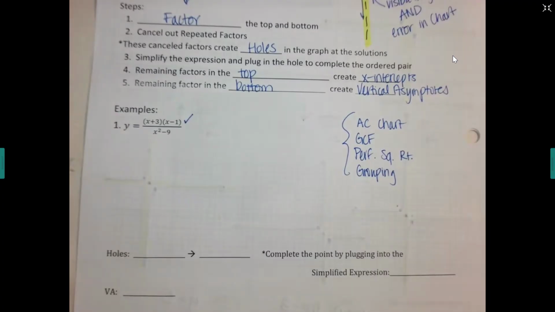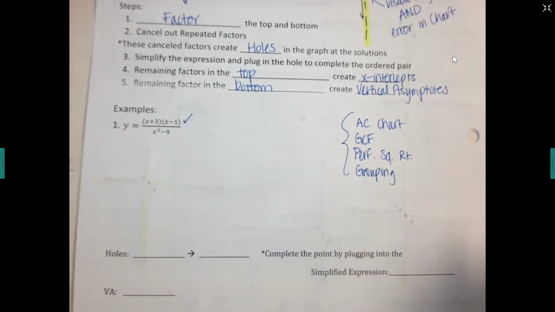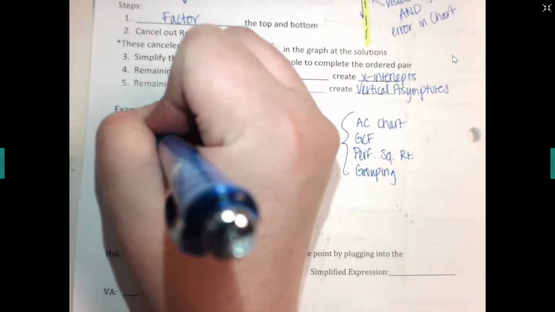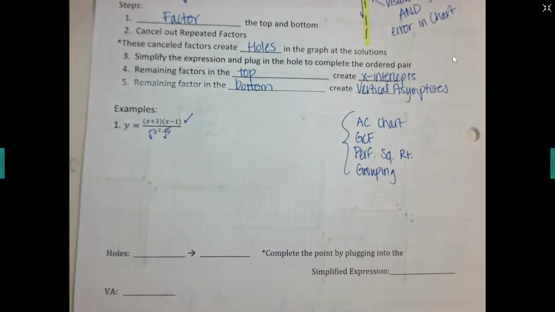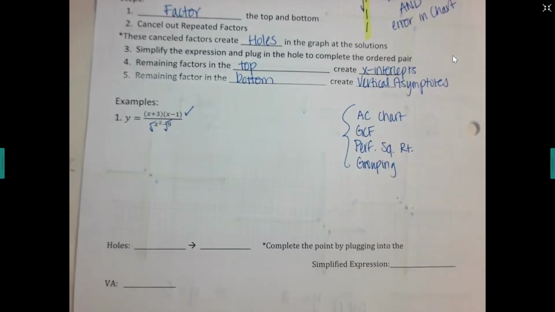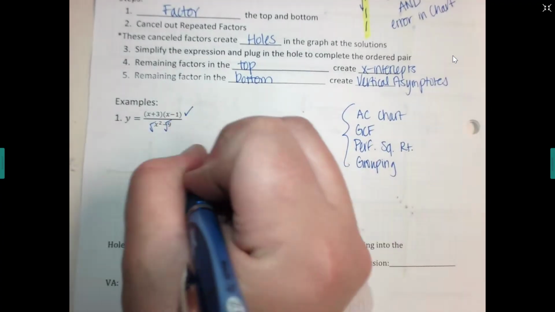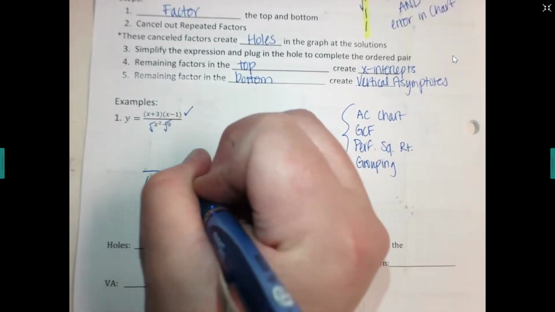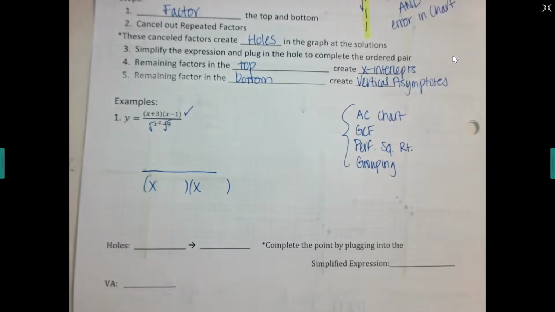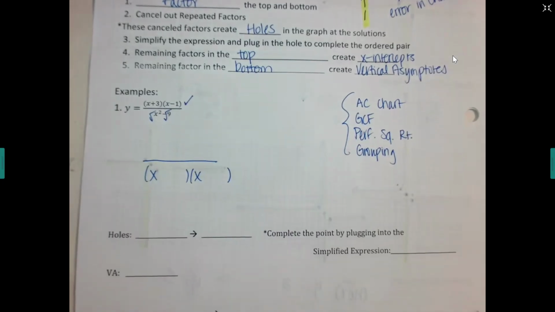It is perfect squares. Very good. So this is going to be perfect square roots. What is the square root of x squared? X. Okay, x. So I'm going to give an x and another x. And then what's the square root of 9? 3. And remember, you give one of them a plus 3, one of them a minus 3.